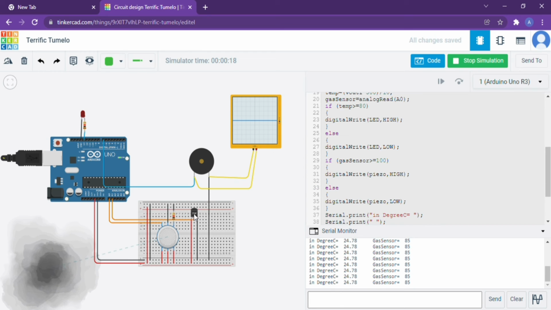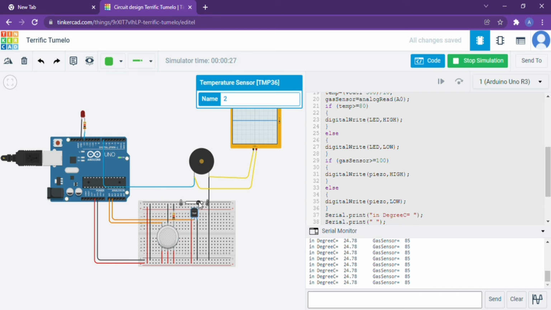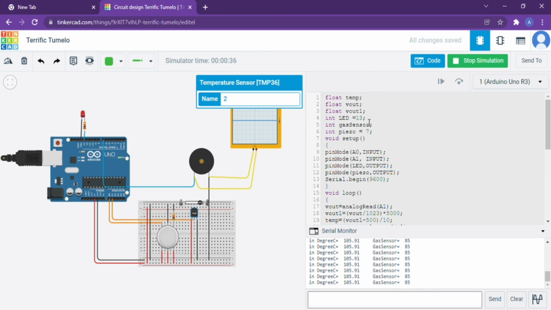Now if we talk about temperature, the temperature right now is 24.78, which is less than 80. So now the LED is set low. But if I increase the temperature to 105.91, which is greater than 80, so now the LED is set high. Now I will copy this code into the Arduino software.